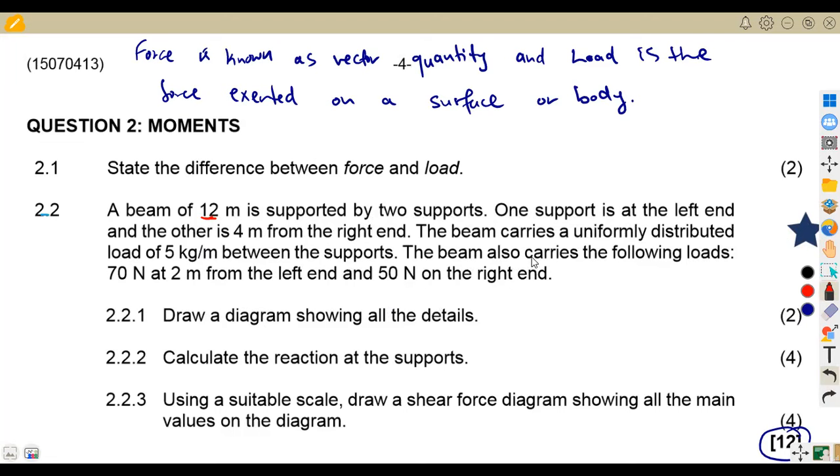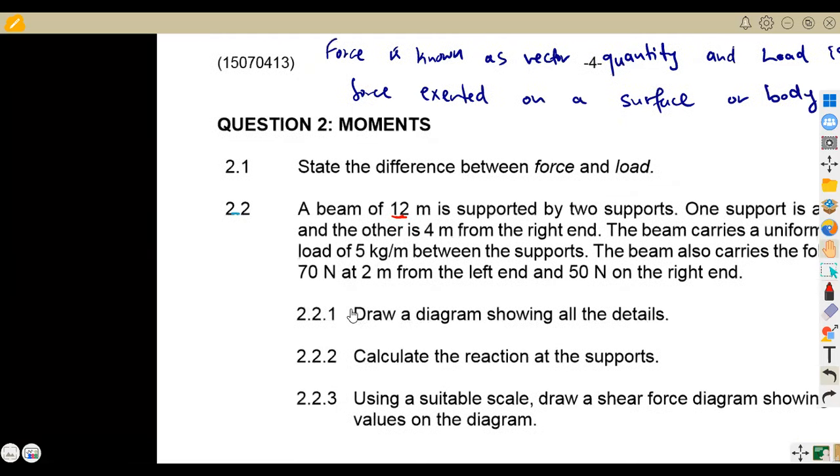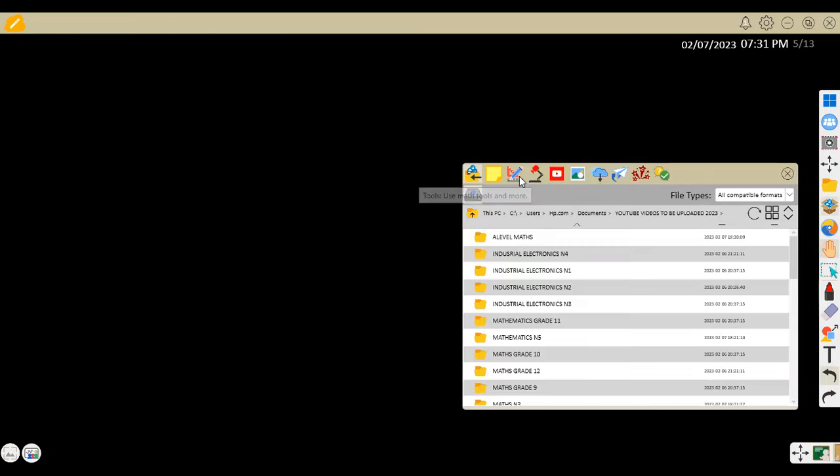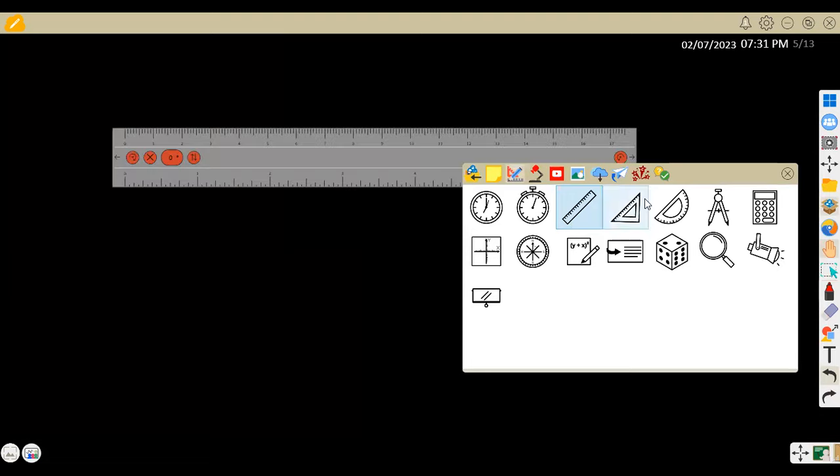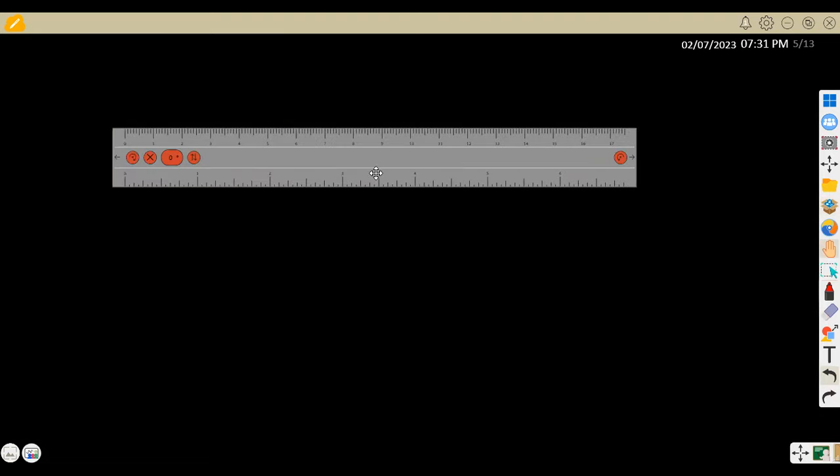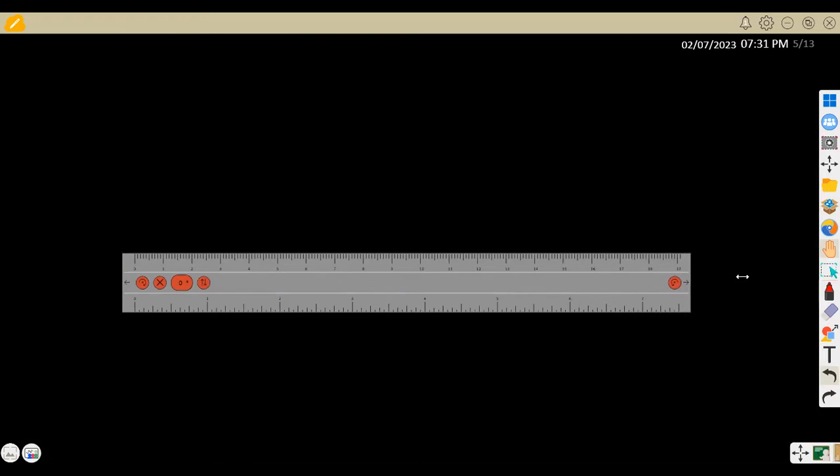Here I'm just going to make a sketch of what it is supposed to look like, the diagram. So let me insert a ruler here so that we can draw our diagram. This is big enough. I think it's going to be enough for this presentation. So this was question 2.2.1, so we've got our 2.2.1 here.